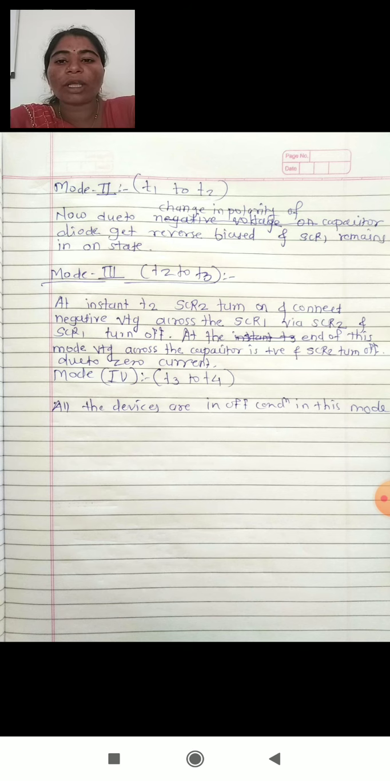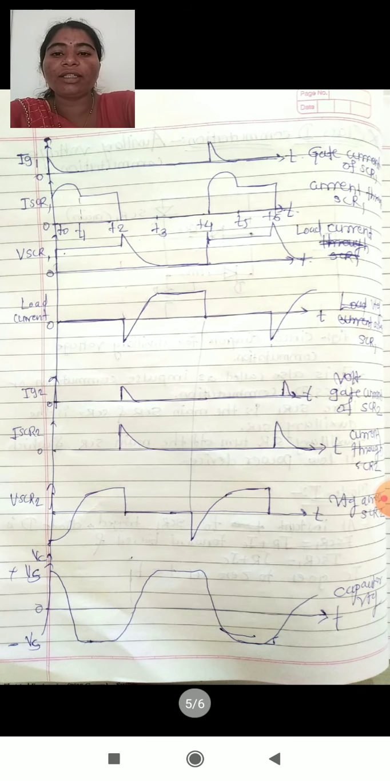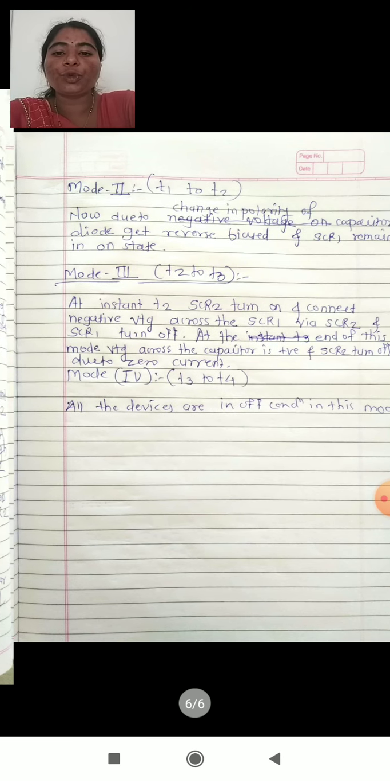In this case, what happens? The polarity of the capacitor gets changed, and due to this the diode gets reverse biased. SCR1 remains in the on state, but due to the change in polarity IC goes to 0, and due to this only the current flowing through the resistor R1 remains. Now in mode 3, what happened? See, mode 3 is from T2 to T3. What happened from T2 to T3?